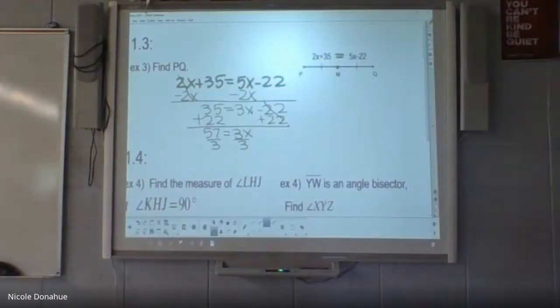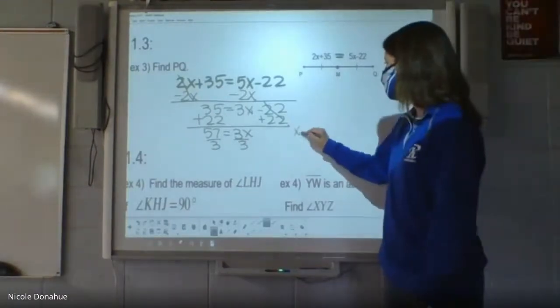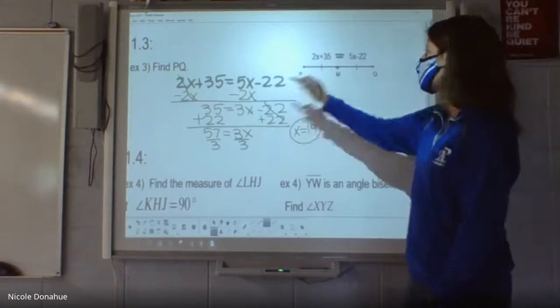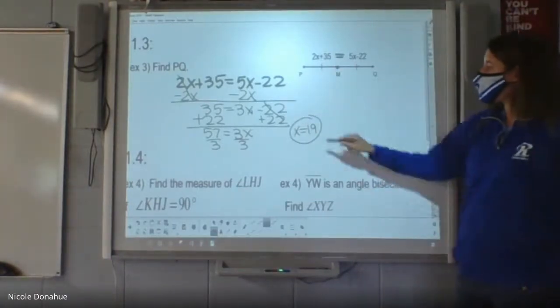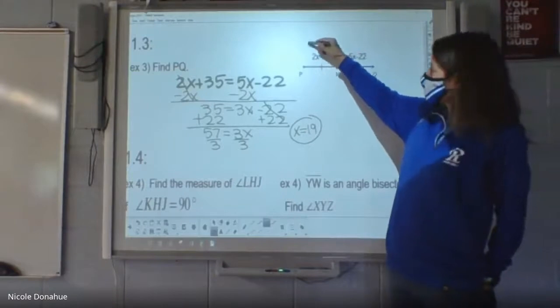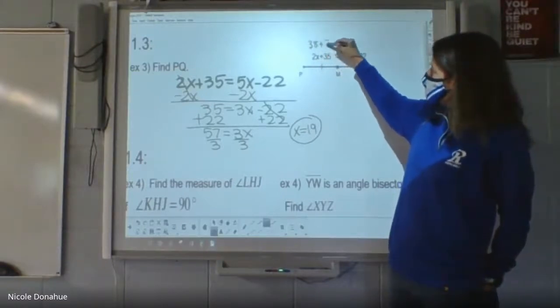Yeah, 19. That's just x. Yeah, you have it there. So x is 19. But then they want us to find out PQ. They want us to figure out the whole line. So I can do 19 times 2 is 38 plus 35.